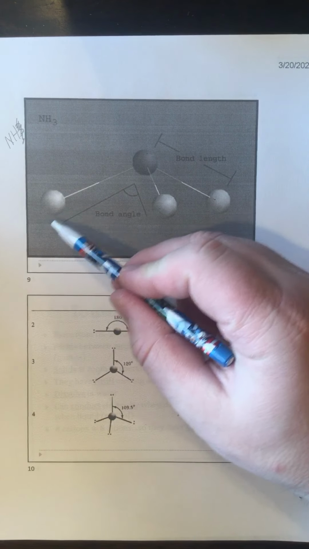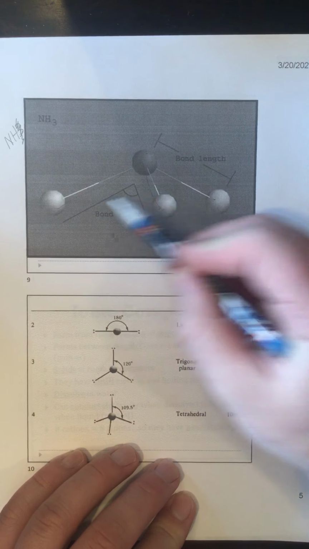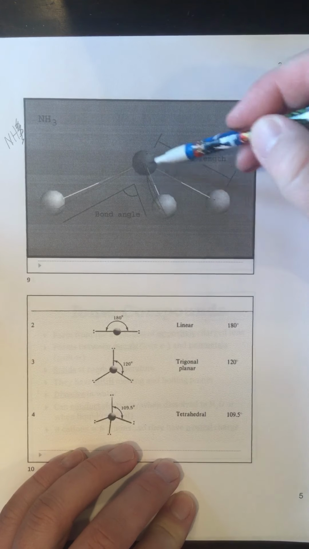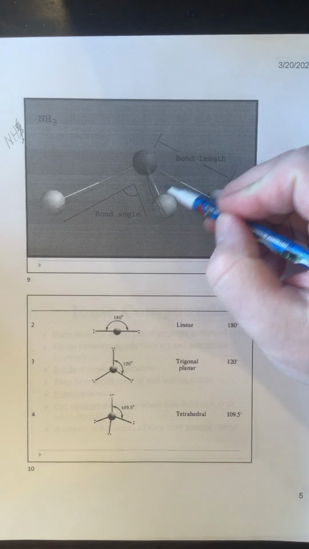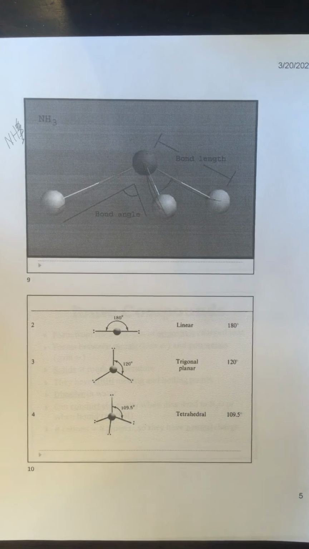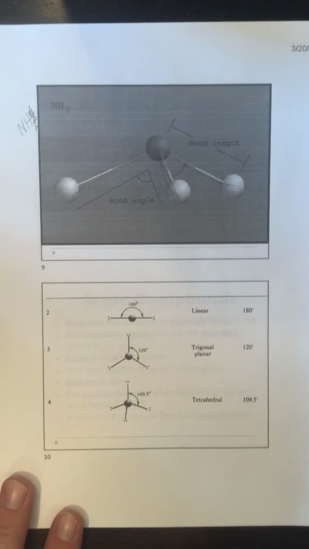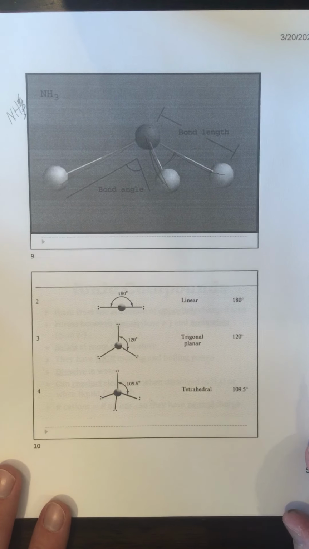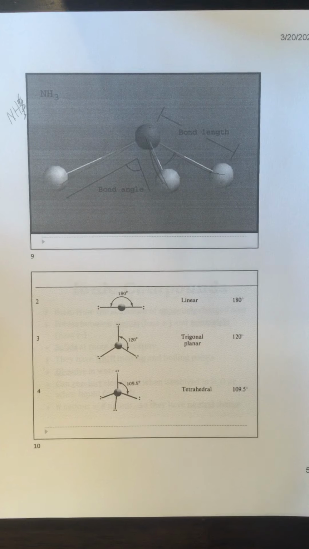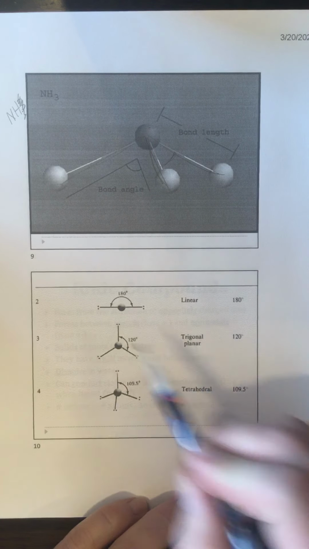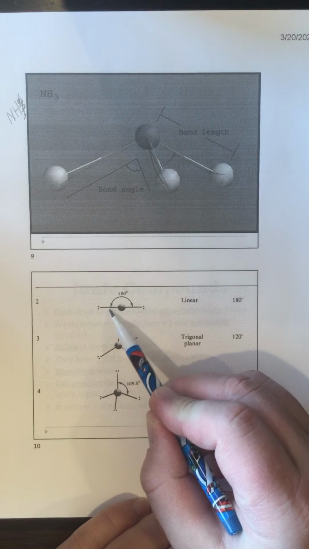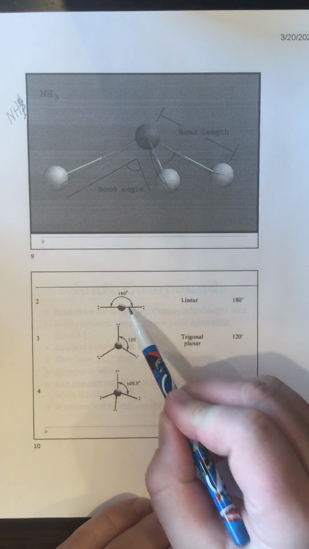And so the bond angle would be if we make this like a triangle, just like in math class, geometry. Okay. These would be the angles. And it's supposed to be 3-dimensional. Now down here, this is where we're going to have to remember these. Okay. So linear means there's 180 degrees between the two bond lengths.